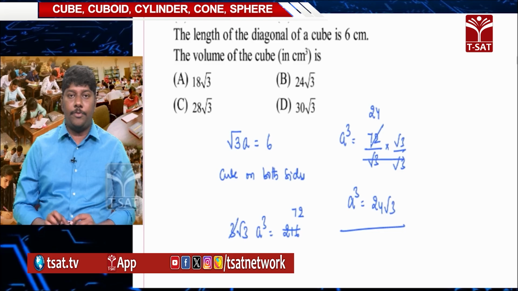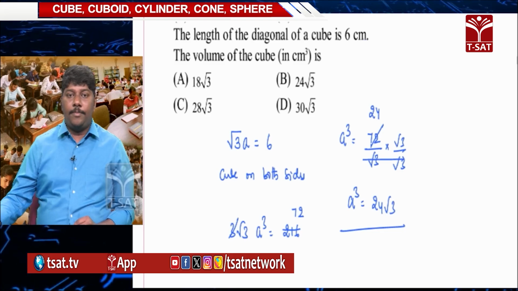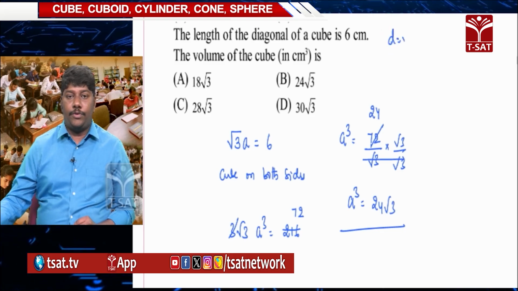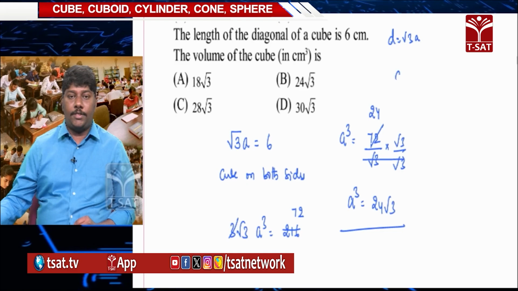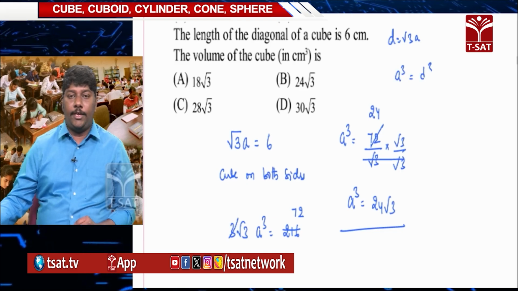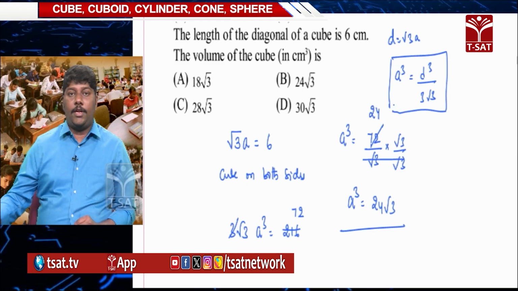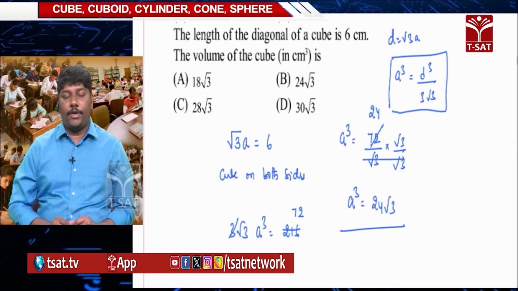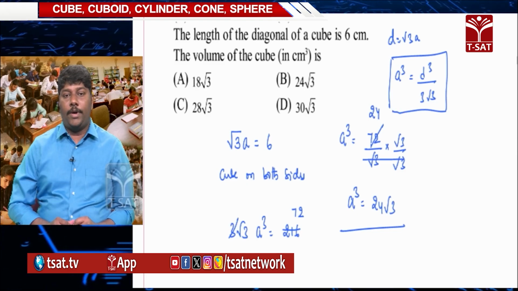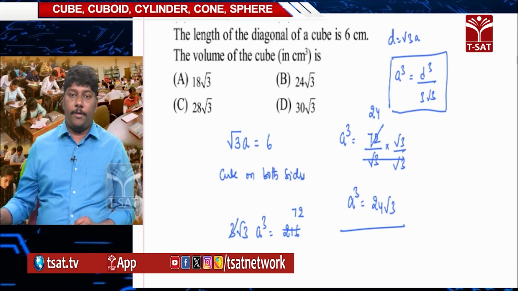If you want the direct relation between the diagonal and the volume, simply remember diagonal is equal to root 3 a. Cube on both sides: a cube is equal to diagonal cube by 3 root 3. This is the direct formula relating the volume and the diagonal of a cube. So do d cube by 3 root 3, and you will get the answer there.